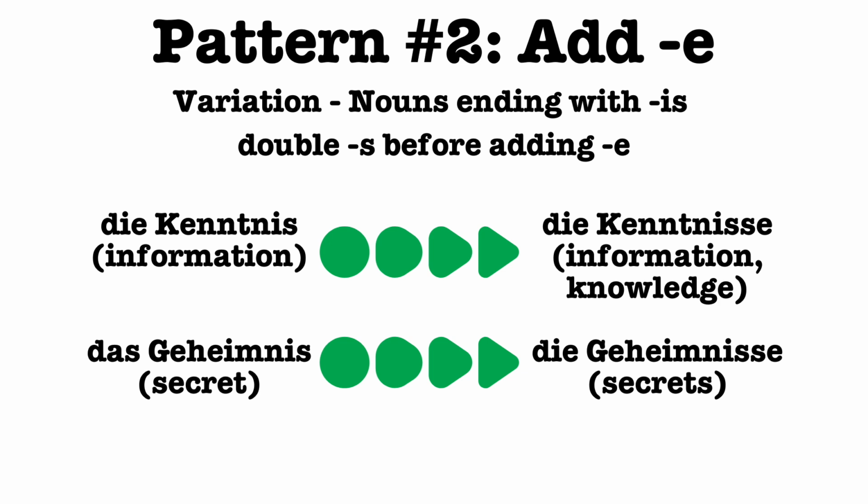One little notable weirdness is when a word ends with nis, you have to add an e, but you also double the s at the end. For example, die Kenntnis, die Kenntnisse, das Geheimnis, die Geheimnisse.